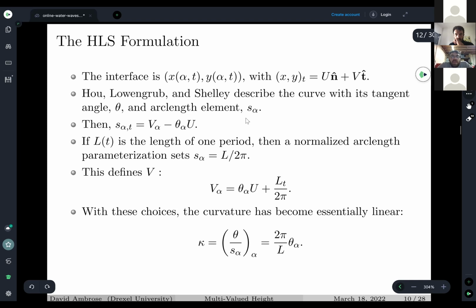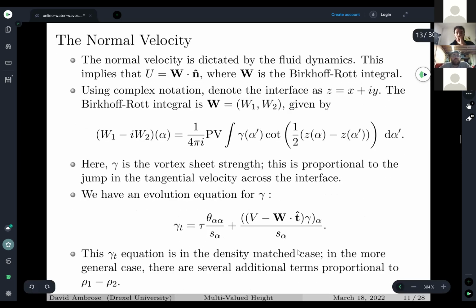Okay, and the real strength of the Hou, Lowengrub, Shelley formulation is that the curvature is linear. The curvature in terms of tangent angle and arc length element is theta alpha over S alpha, which then using our formula for S alpha becomes 2 pi over L theta alpha. L is one of the unknowns, but it depends only on time. So spatially, curvature has become linear then, which is much better than if we were using Cartesian coordinates.